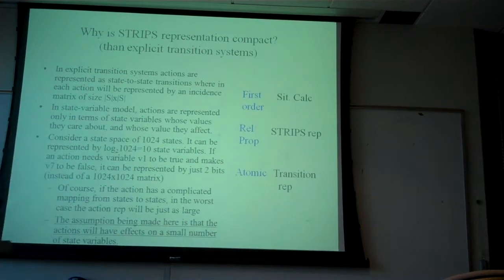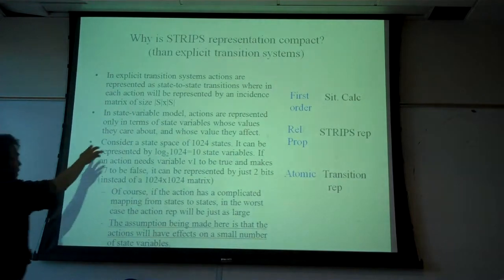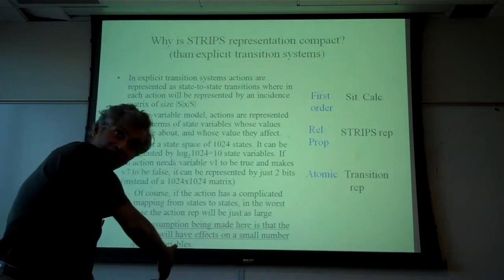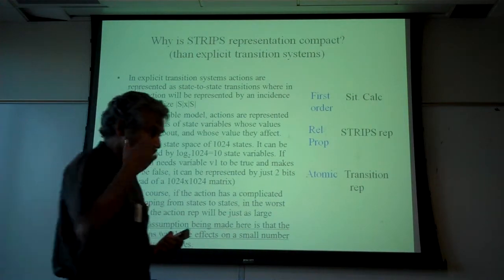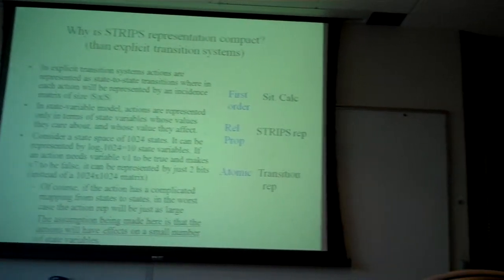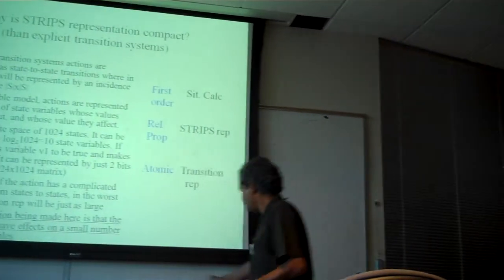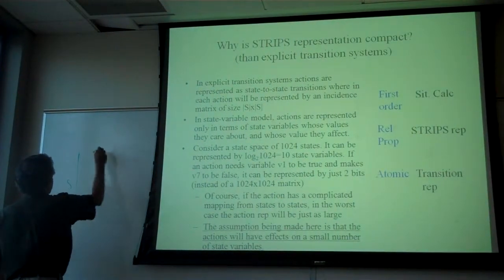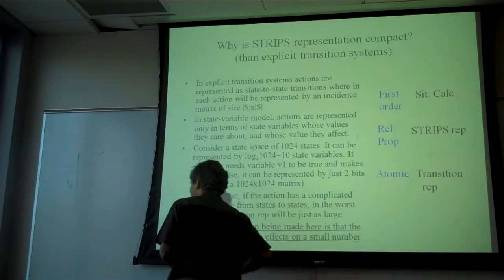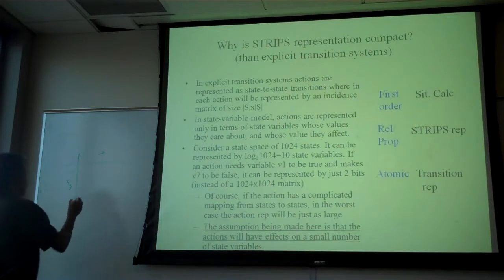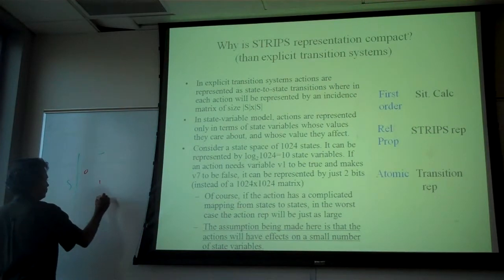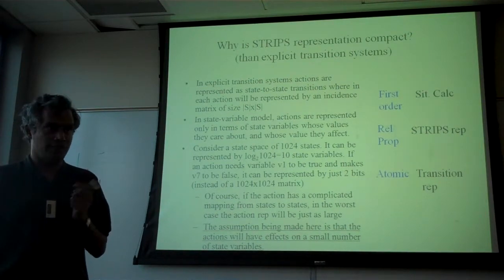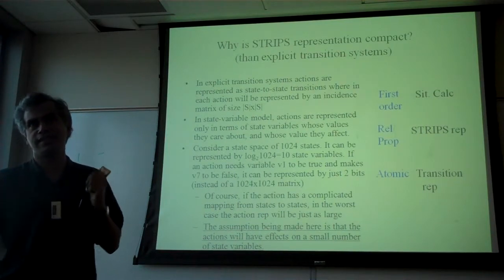So in a state variable model, actions are represented only in terms of the variables whose values they care about and those whose values they affect. In the worst case, that might be all on this side and all on that side. In fact, the funniest thing is I can pretty much take an S by S matrix, and arbitrarily put zeros and ones, making sure that in each row there is not more than one, because if there is more than one, that means it's a non-deterministic action.